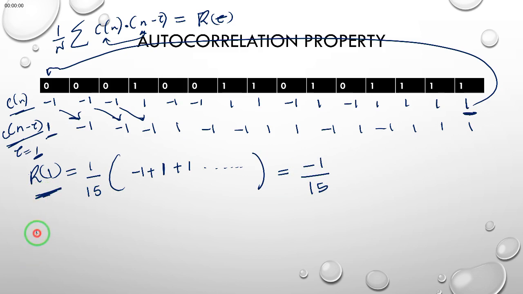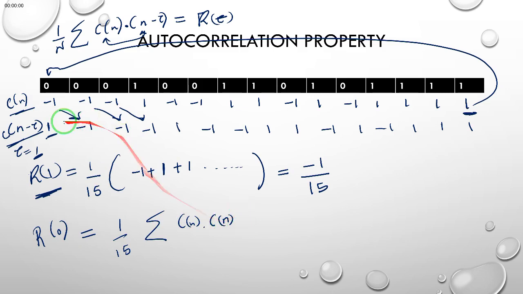There is one that we have not done. When we have a delay of 0, the autocorrelation function means that our formula becomes 1 over 15 sum of C of n times C of n minus 0, which is C of n. Therefore, this is multiplying by itself. When you multiply all these pulses by themselves, you are going to find that the sum becomes 15 divided by 15, and this becomes 1. So the final resolution that we observe from here is as follows.